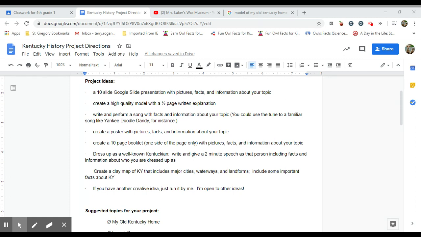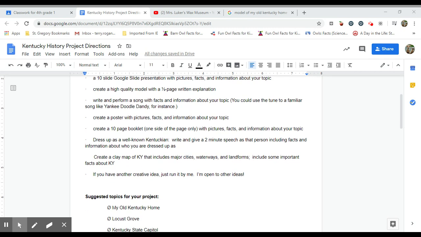You can write and perform a song with facts and information about your topic. You could choose a tune to a familiar song like Yankee Doodle Dandy. I've made up songs before using familiar tunes. You can see that all over the internet now. People are singing about the quarantine. So lots of good examples out there. But yours has to be Kentucky related, Kentucky history related.